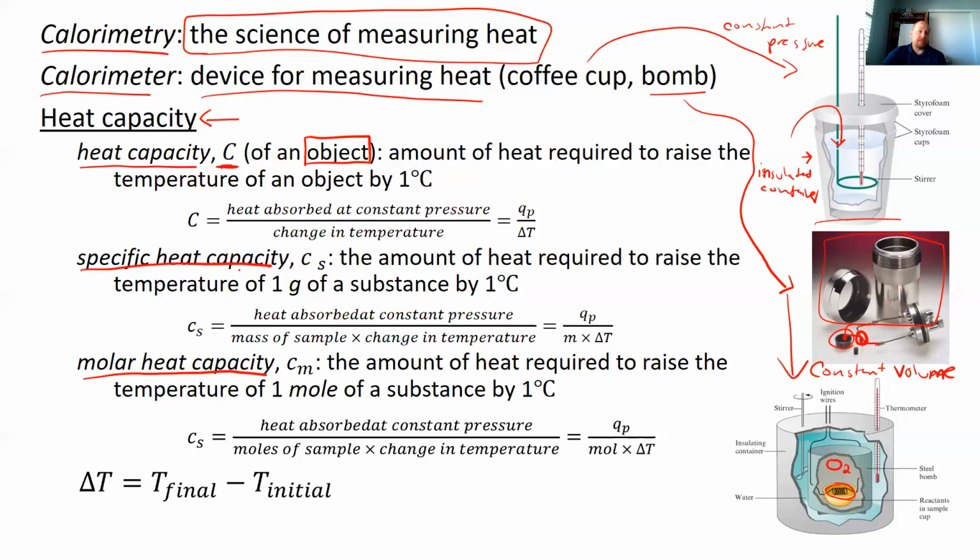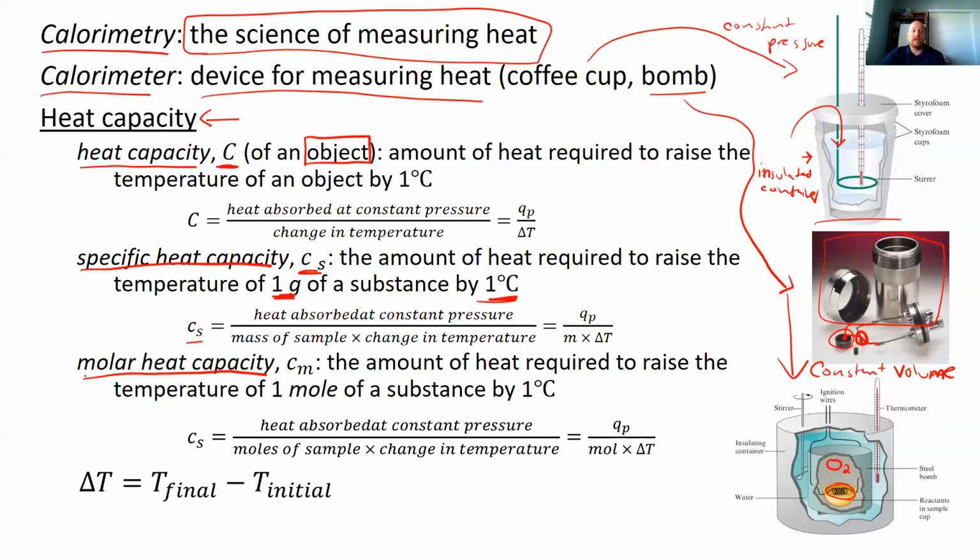There's also the specific heat capacity, which is for an amount of a substance. And that's abbreviated C with a subscript S. And the amount of heat required to raise the temperature of 1 gram of the substance by 1 degree is what we call the specific heat capacity. So this is based on 1 gram of a substance raising its temperature per degree Celsius. So the C sub S, or the specific heat capacity, is the heat absorbed at constant pressure, divided by the mass of the sample times the change in temperature.